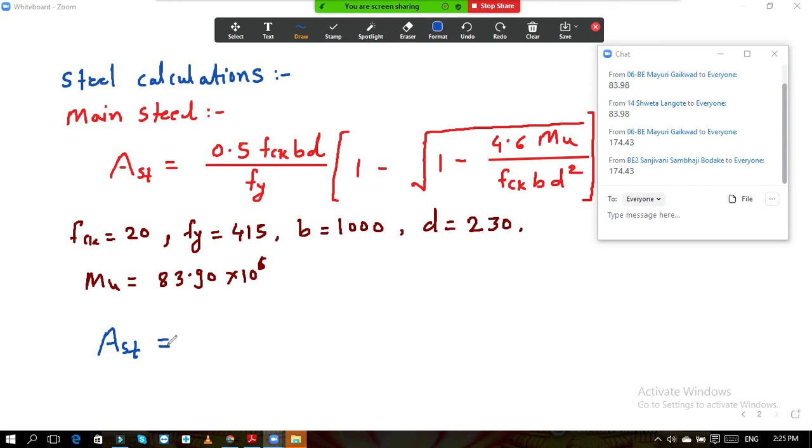Calculate it now and let me know the value. 1126.24 mm square. 1126.24.